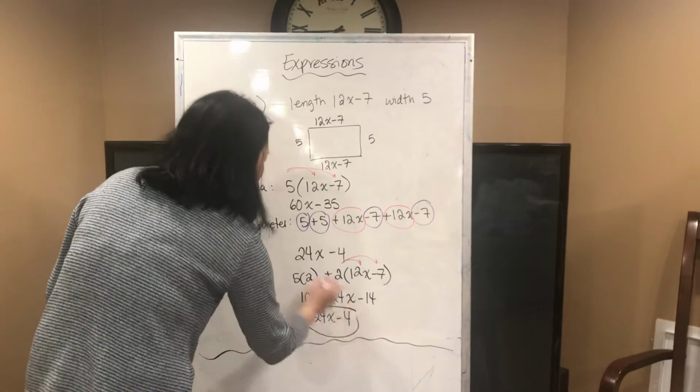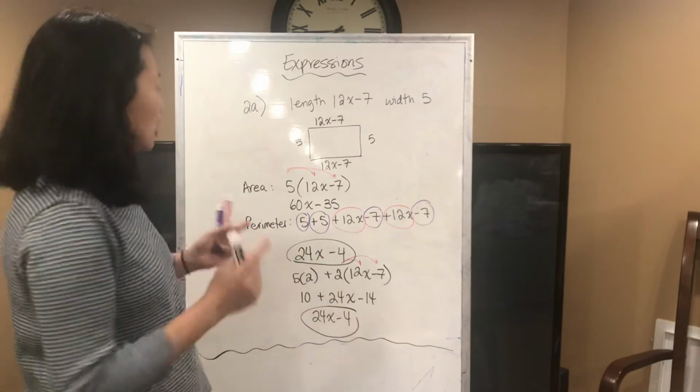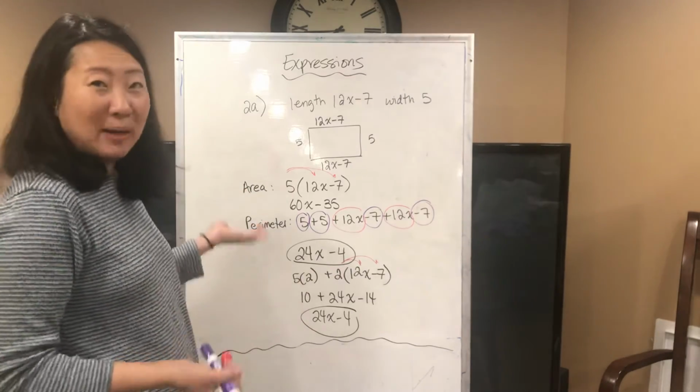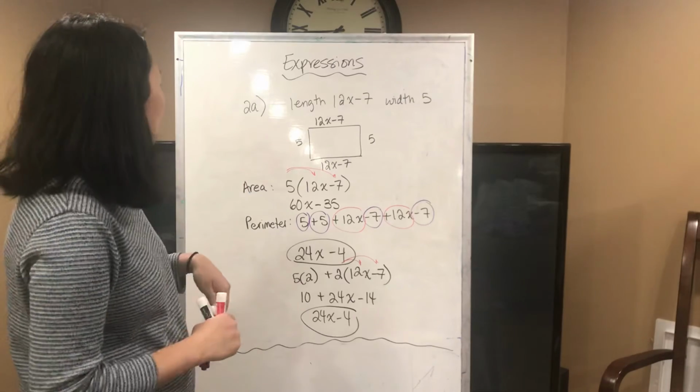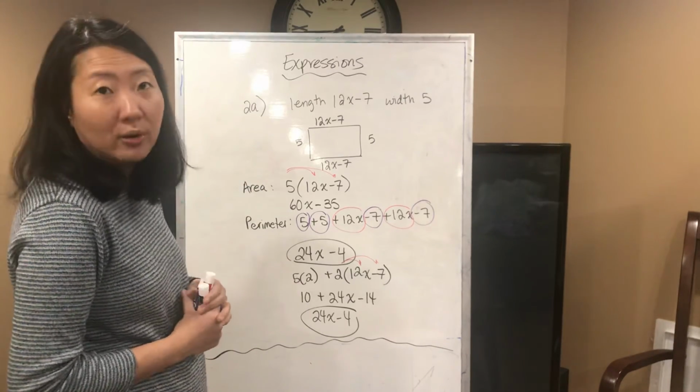So you see that I got the same answer. It doesn't really matter which way you do it. I mean, I tend to think the second way might be a little bit more efficient, but that's totally your call, because either way you get the same expression for the perimeter.